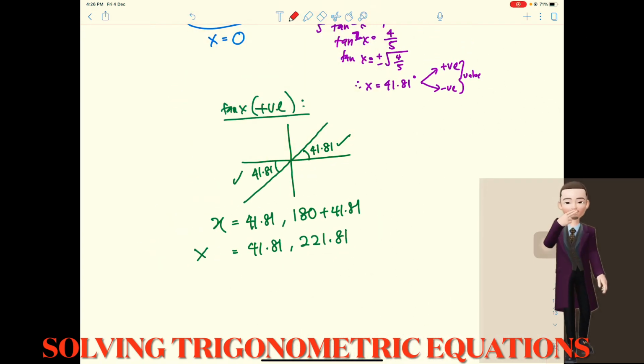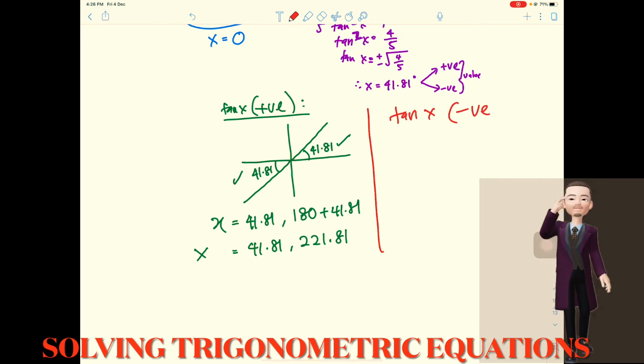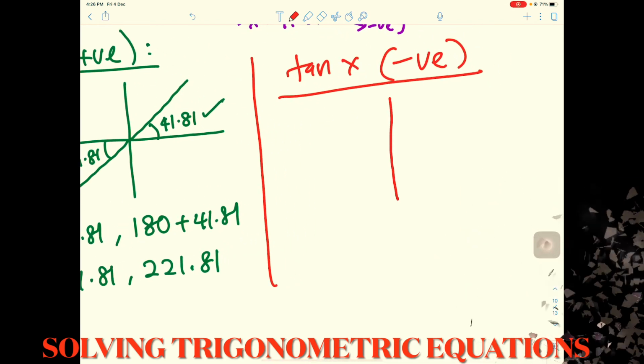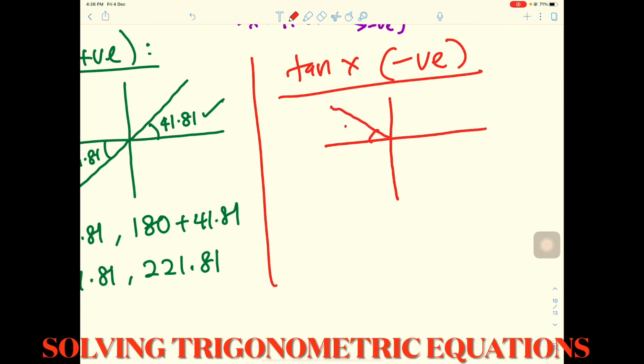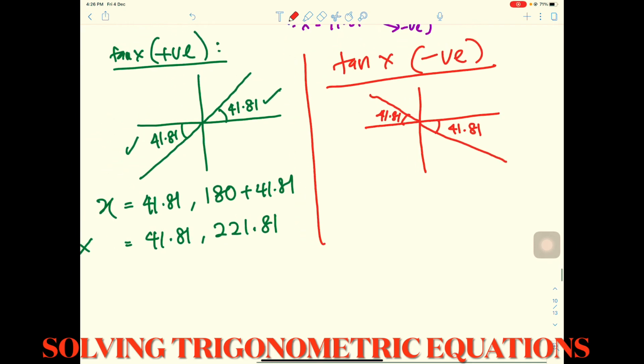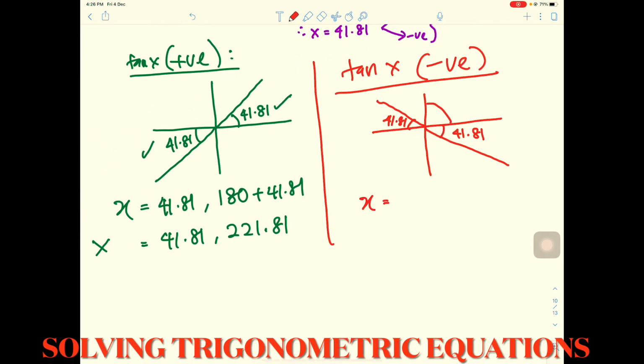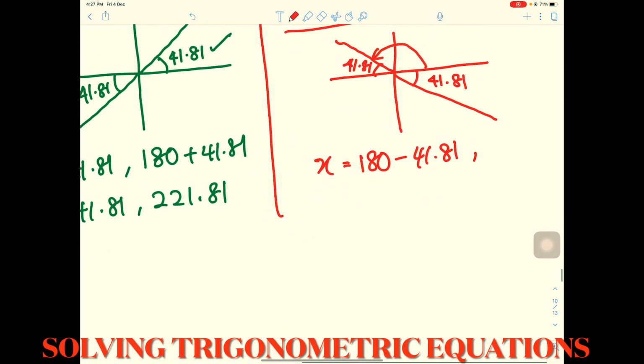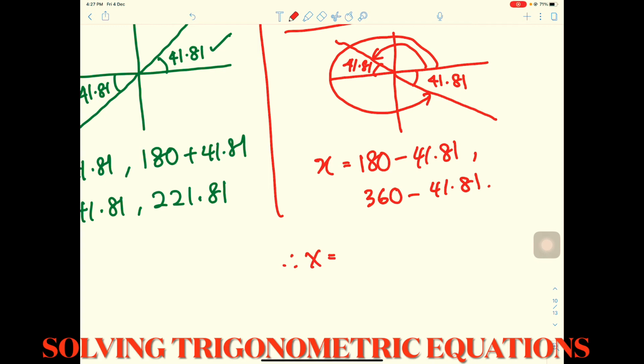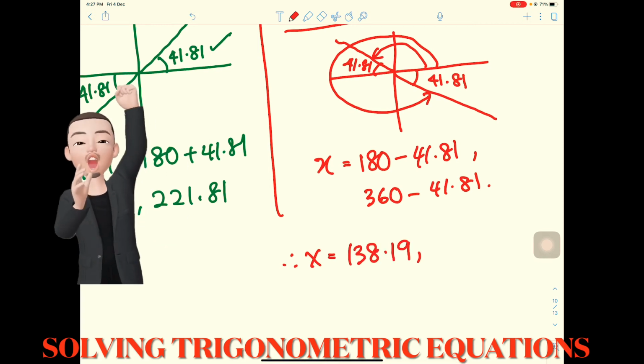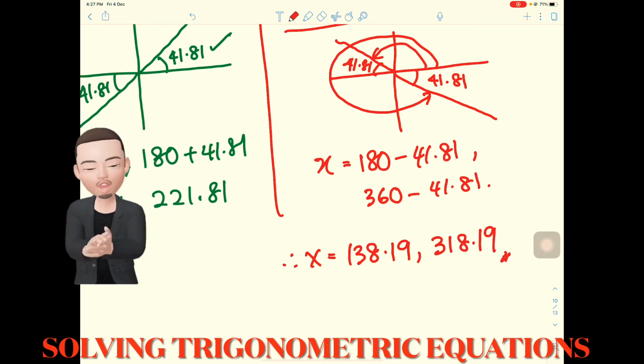And then for tangent x negative, this affects the quadrant like this. Tangent negative is in quadrant 2 and quadrant 4, with the reference angle also 41.81. How to find the angle x? The first angle is 180 minus 41.81, and the second one is 360 minus 41.81. Therefore, if you use your calculator, the second quadrant angle equals 138.19, and the fourth quadrant angle is 318.19.